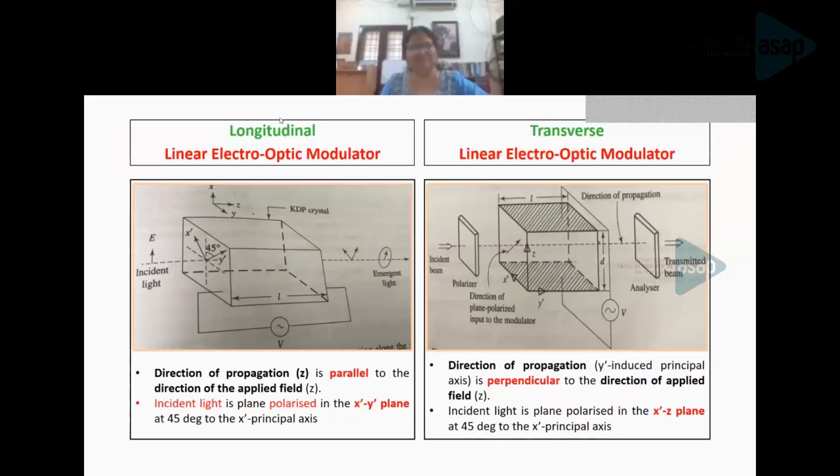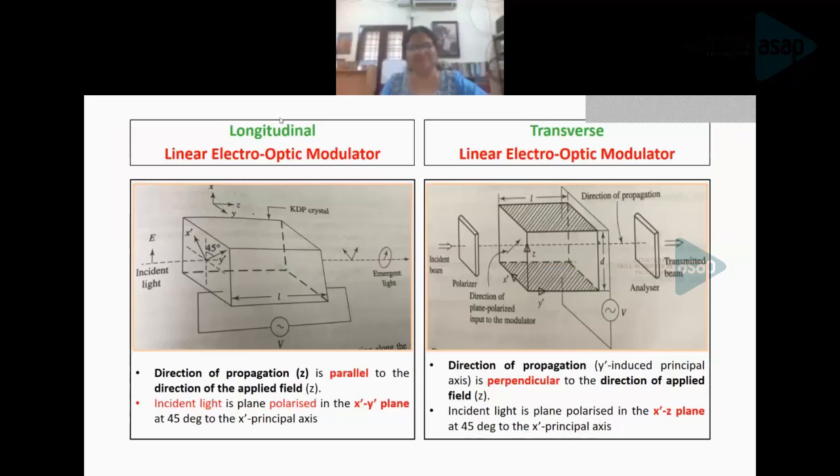Okay, so input light is polarized along the X prime Z plane in the case of transverse modulator, and in the longitudinal modulator it is polarized along the X prime Y prime. This is very important to write the equations. Okay, so this is the main point.